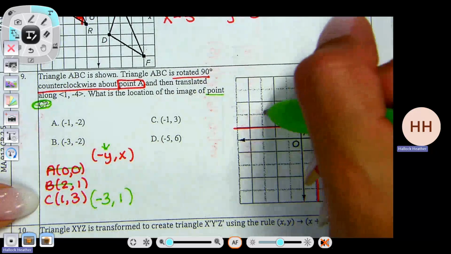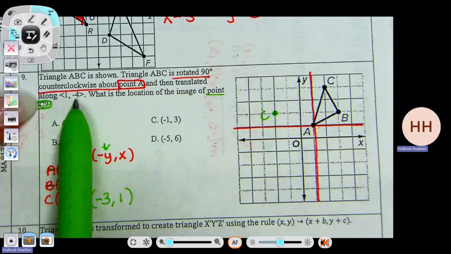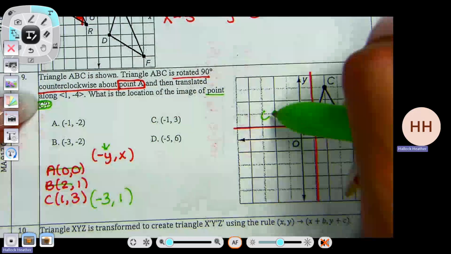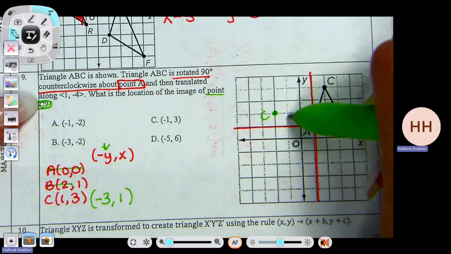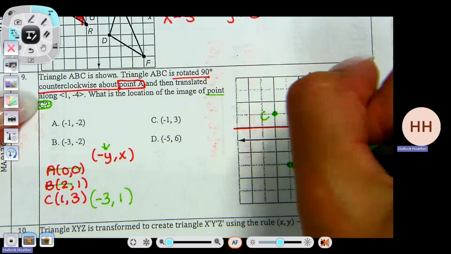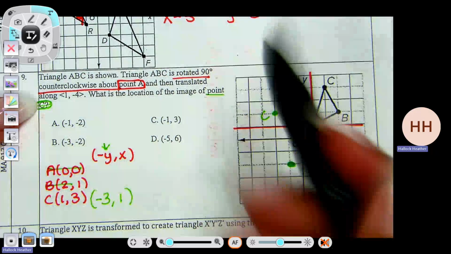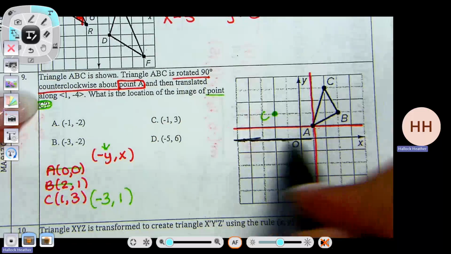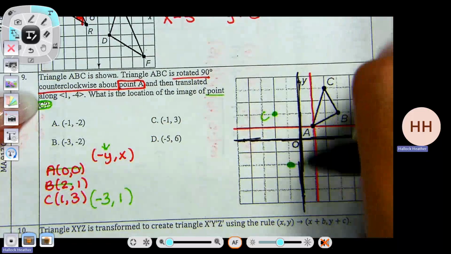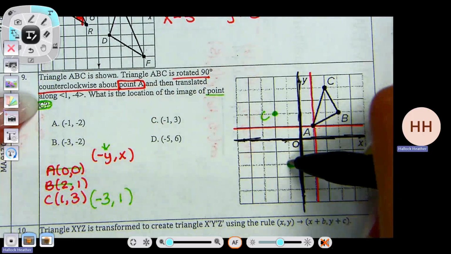So C's here now. Then I have to translate 1, -4. So I'm going to go right 1 because it's positive, down 4. Right 1, down 4. 1, 2, 3, 4. So the final answer ends up here. We need to figure out where that is on the real graph. So when you're going back, you need to figure it out on the real x and the real y axis. So back to 0, 0, -1, -2.